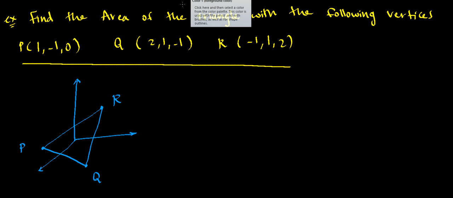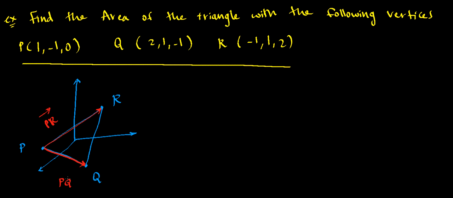So first thing I would do is instead of having just lines, I'm gonna have vectors. So I'm gonna have a vector pointing from point P to point R. This would be the vector PR. Another vector pointing from point P to point Q. This is PQ.